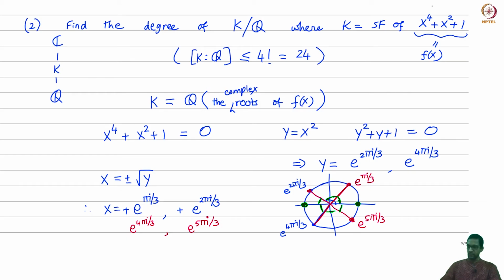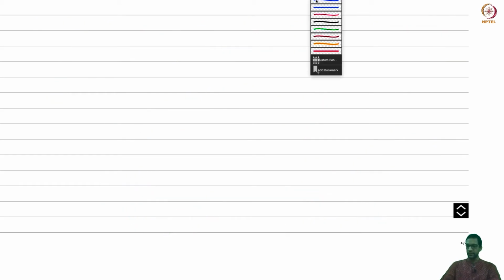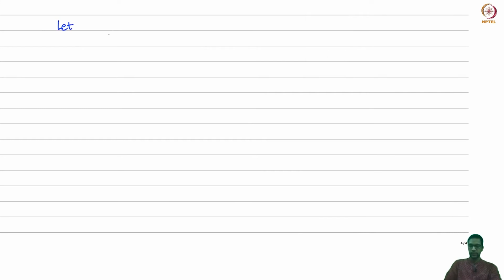Let's give this a name. So I'll just call this very first root something. That is e to the pi i by 3, or the same as e to the 2 pi i by 6, forms a 60-degree angle. So this is, let's call it eta.